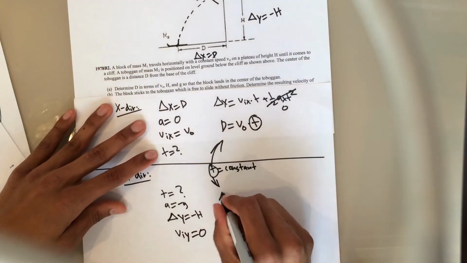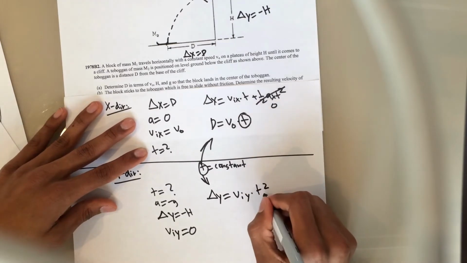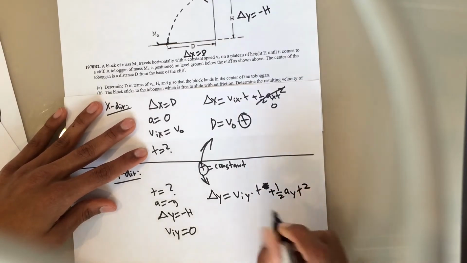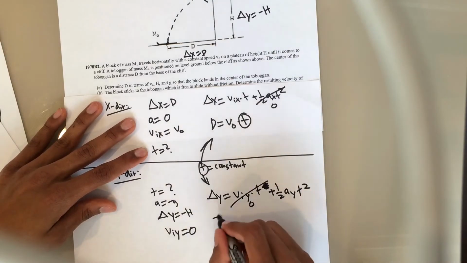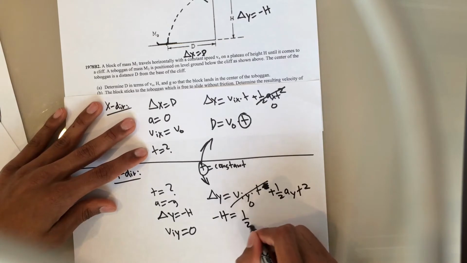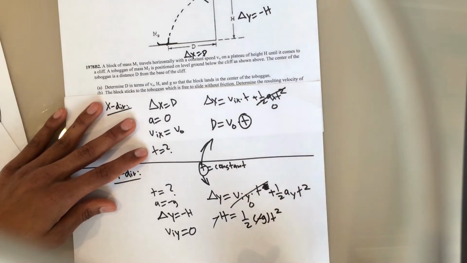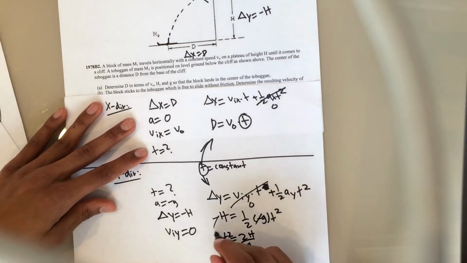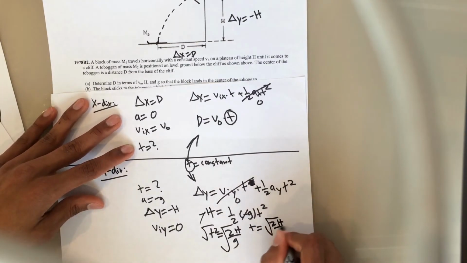So now we can set up the same equation as above, delta y equal to v initial y times t plus half a_y t squared. Since the initial velocity in the y direction is 0, we plug in our values. So negative h is equal to half negative g t squared, so we can cancel those negatives out. Now isolating t, we get t squared is equal to 2h over g, and taking the square root of both sides, t is equal to the square root of 2h over g.